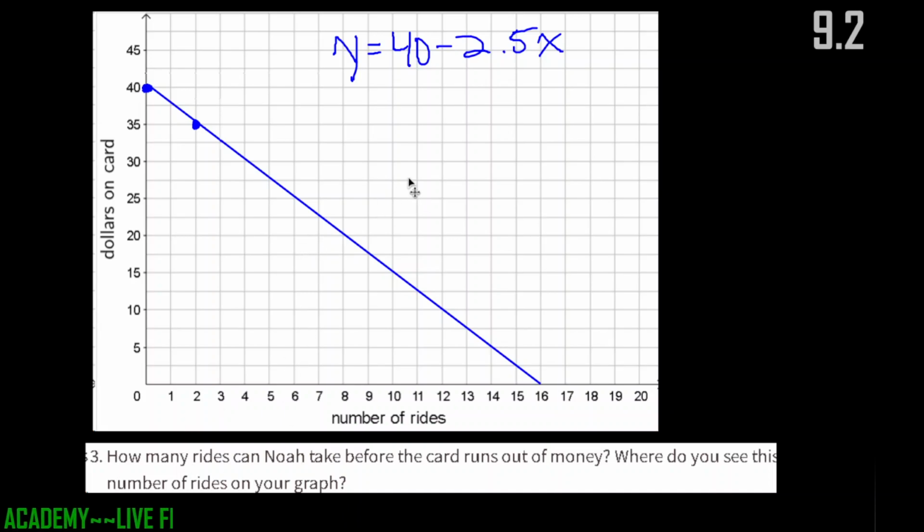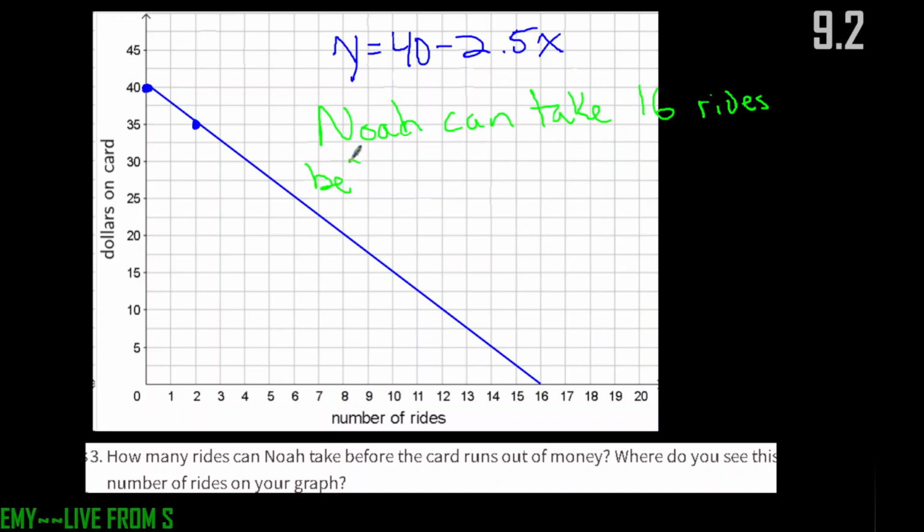And then it says for number 3, how many rides can Noah take before he runs out of money? Where do you see this number of rides on the graph? Well, I could say this. I'll do it in green. I can say Noah can take 16 rides before he runs out of money. And where did I get that from?